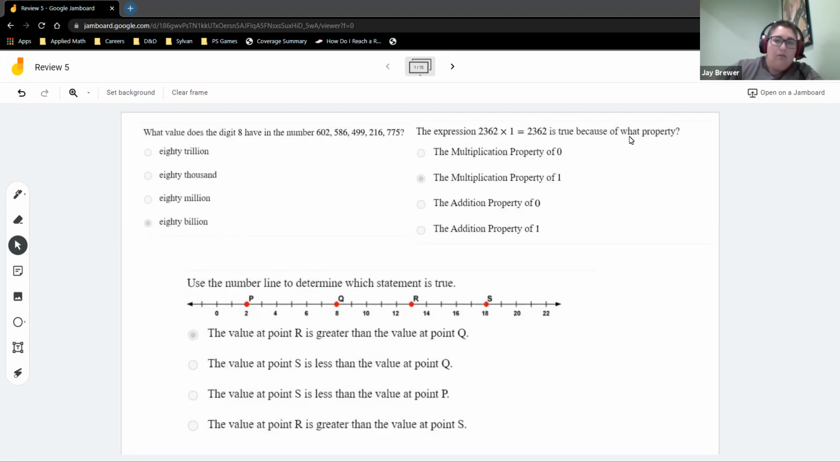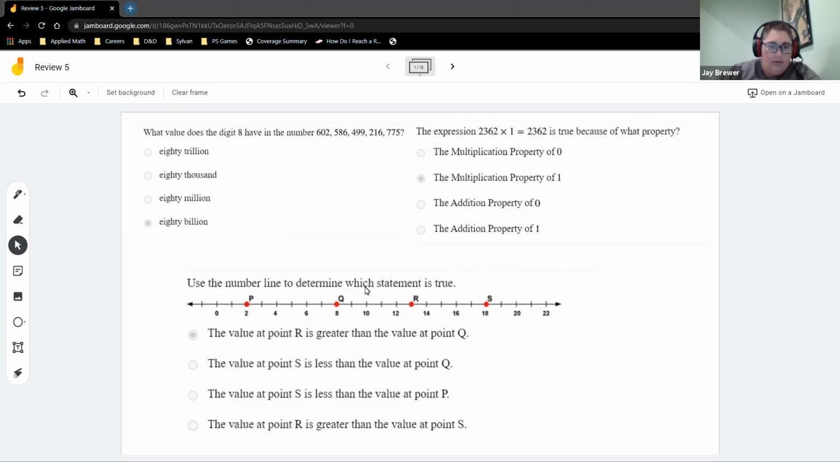Okay. Second one here is a property problem. It says the expression 2,362 times 1 is equal to 2,362 because of what? The multiplication property of 1. Okay.